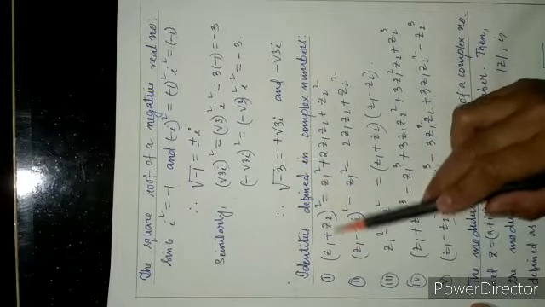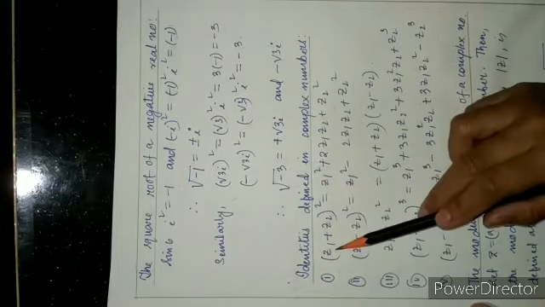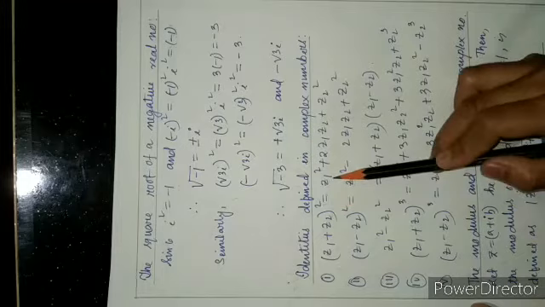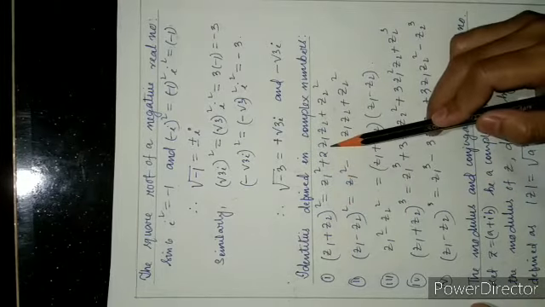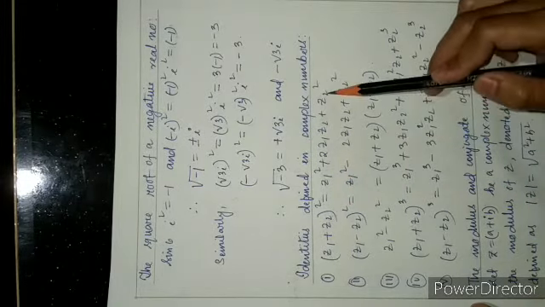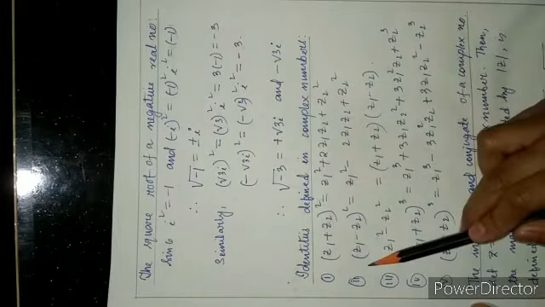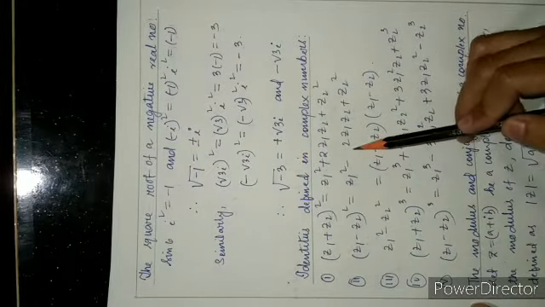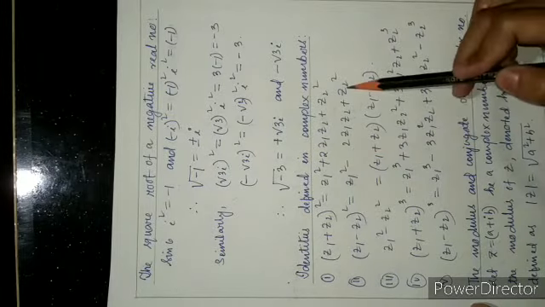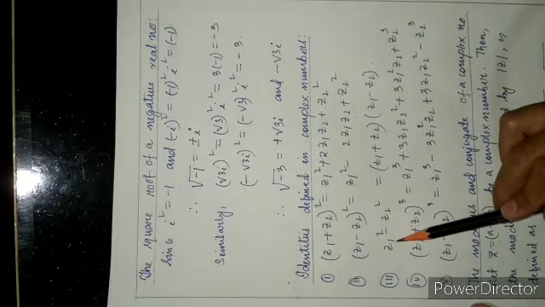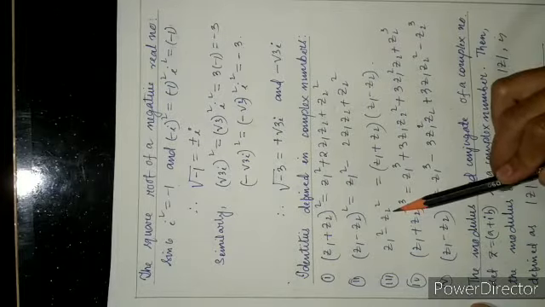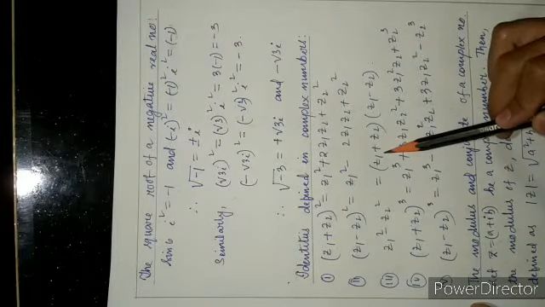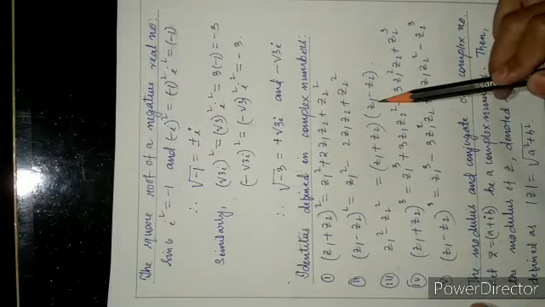A is z1, b is z2. So (z1 + z2) whole square is equal to z1 square plus 2 times z1 z2 plus z2 whole square. Roman number 2, (z1 - z2) whole square is equal to z1 square minus 2 times z1 z2 plus z2 whole square. z1 square minus z2 whole square is factorized into (z1 + z2) and (z1 - z2).